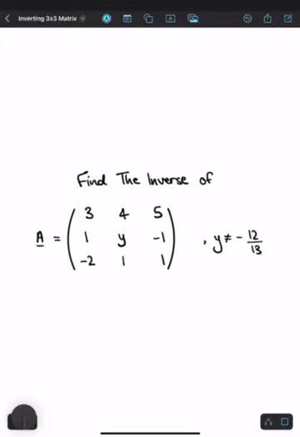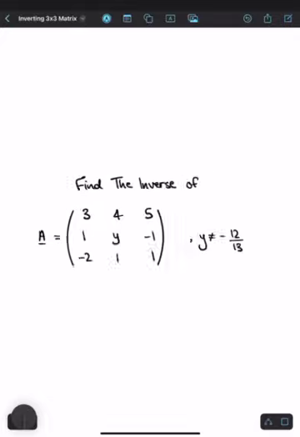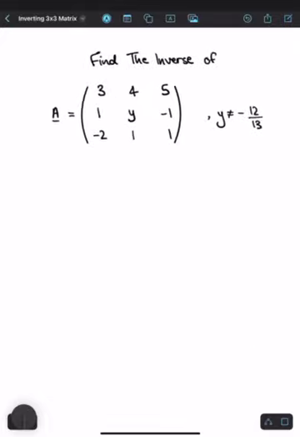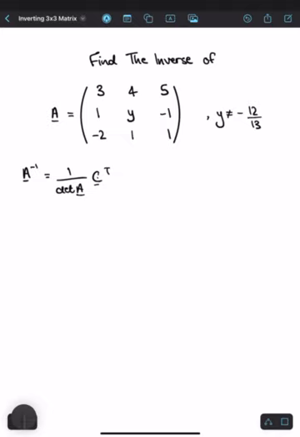Let's find the inverse of this 3 by 3 matrix. This process usually involves quite a few steps, but writing the formula for the inverse can help guide us towards our goal. So the formula for the inverse of matrix A is 1 over the determinant of A, times C transpose, which is the transpose of the matrix of cofactors.